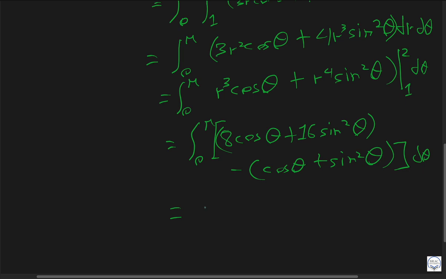Let's simplify this out a little bit. We've got 7 cos theta d theta, plus, this is just minus, so 16 minus 1 is 15 sine squared theta.